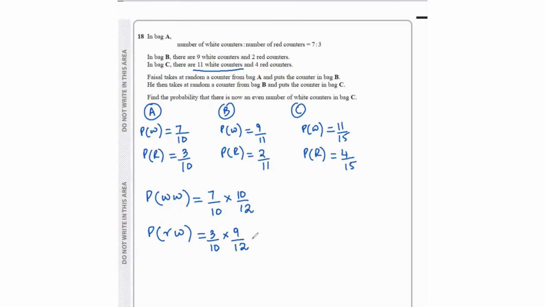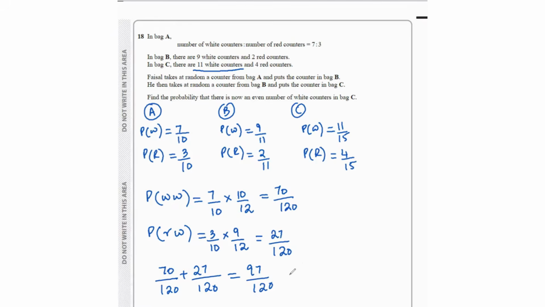Why 9 out of 12? That's because we took a red counter from bag A and put it into bag B, so now the total number of counters in bag B is 12. In the second try, bag B will always have 12 counters. What changes is the number of white counters or red counters, depending on what we're picking from bag A. That's going to be 70 out of 120, and this is going to be 27 out of 120. I'm going to add it up, and that equals 97 out of 120. That is your probability that there's now an even number of white counters in bag C.